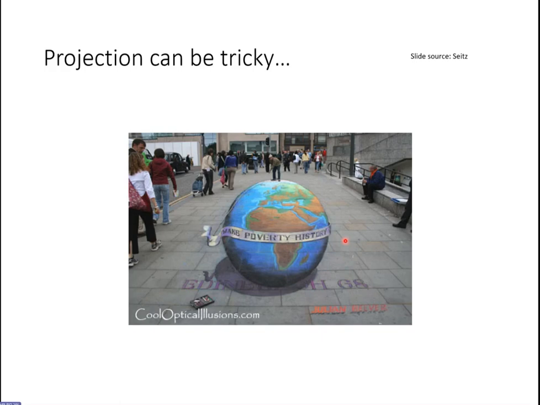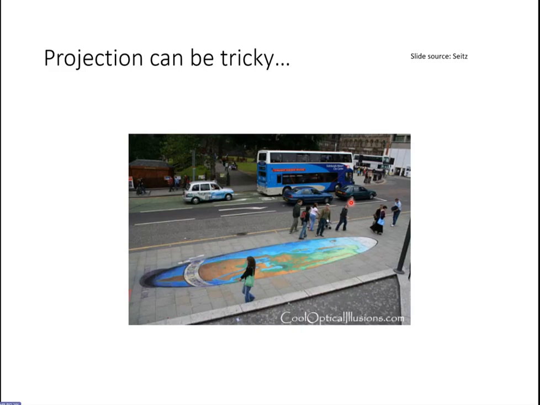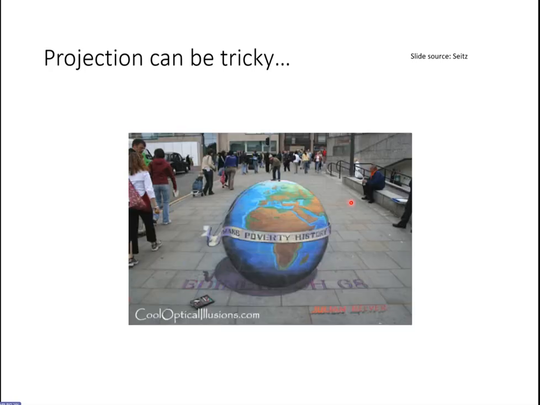So you see, okay, this is an image, right? And then somebody is standing on top of the globe. But again, you see, this is the result of projection. In fact, this is a drawing on the ground. If you stand at the correct position, it looks like a globe.